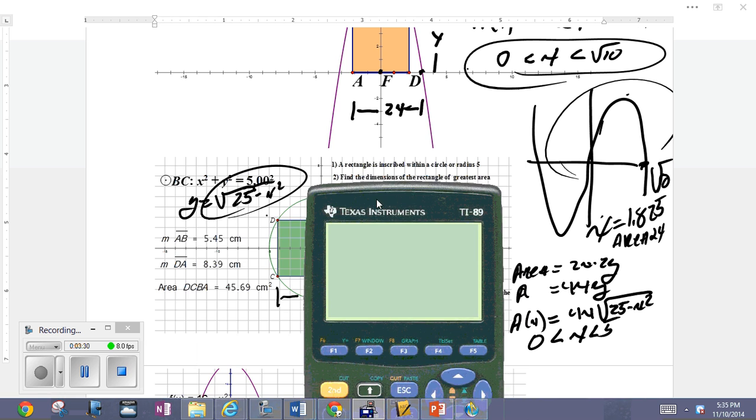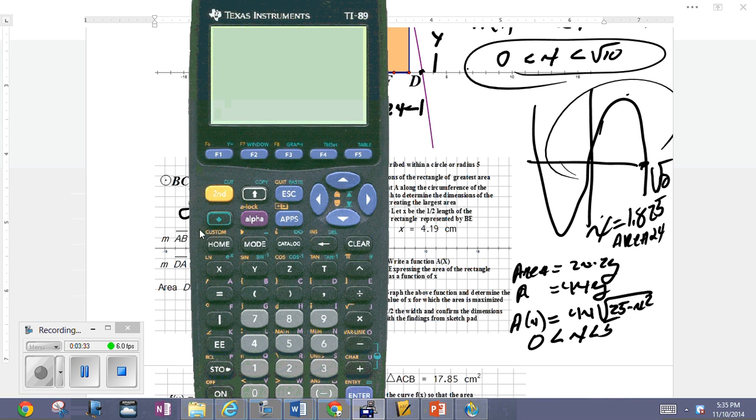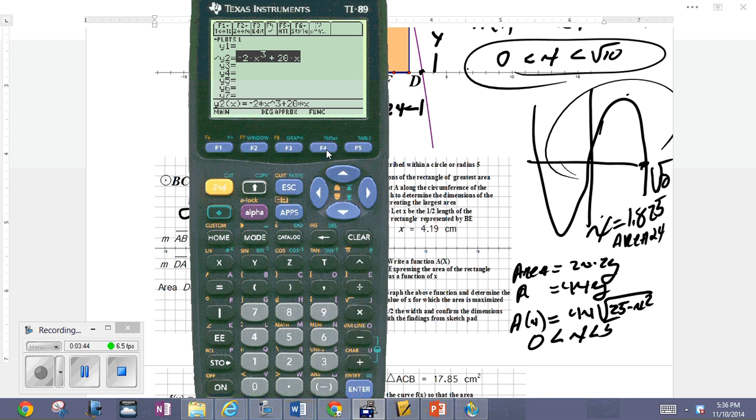We'll do the same thing as we did before. We're going to key that function in, and for now I'm going to turn the other one off. Then we're going to look at the window between 0 and 5 and see where we can find our maximum point. So the function is 4x times the square root of 25 minus x squared. Okay, let's see what that looks like.